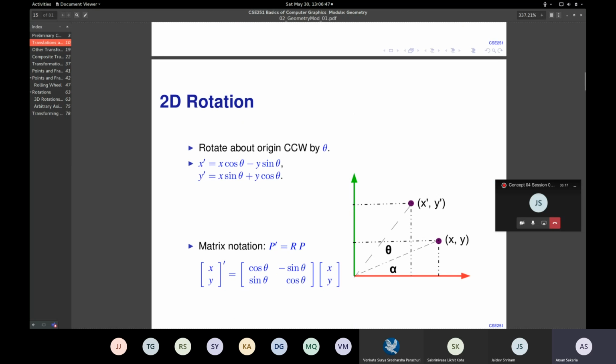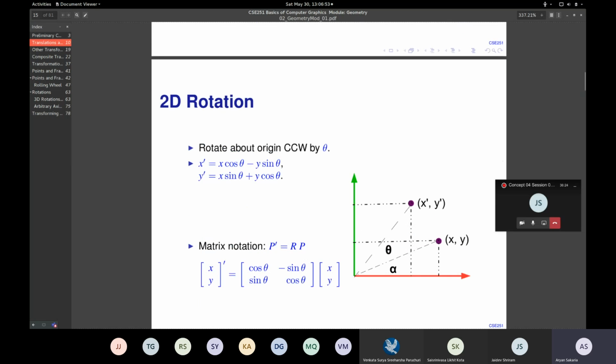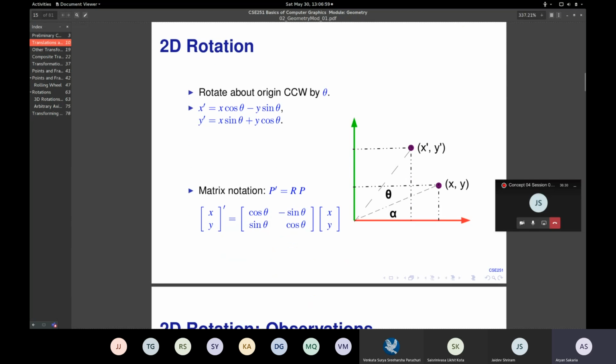So you can just work out the maths. I'll share this also. I mean, this is not the best way to look at it, but it's something like this, and you get this matrix.